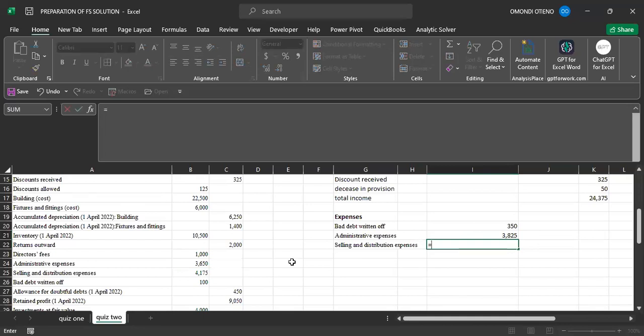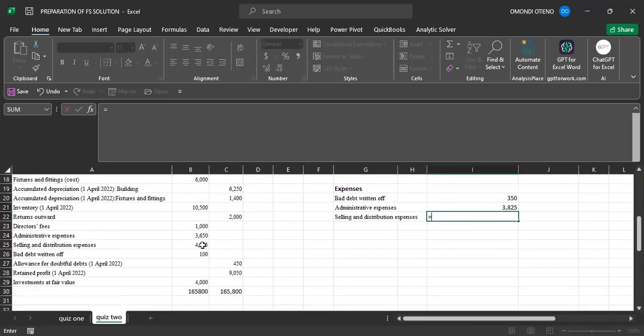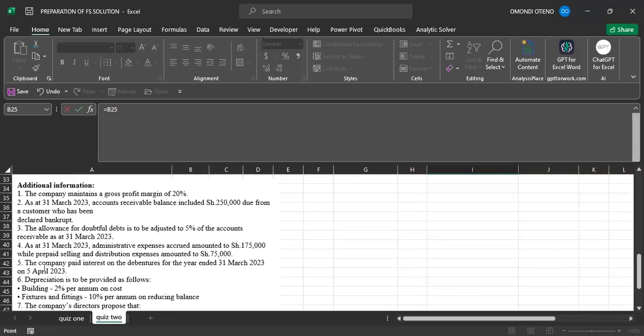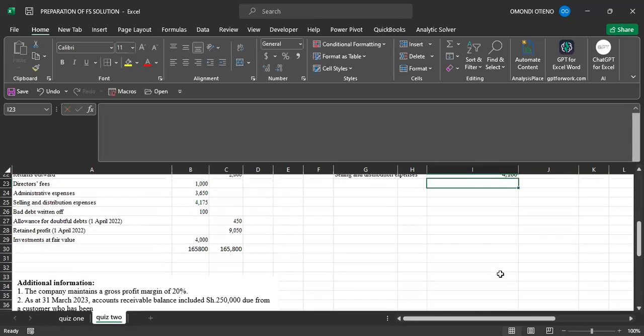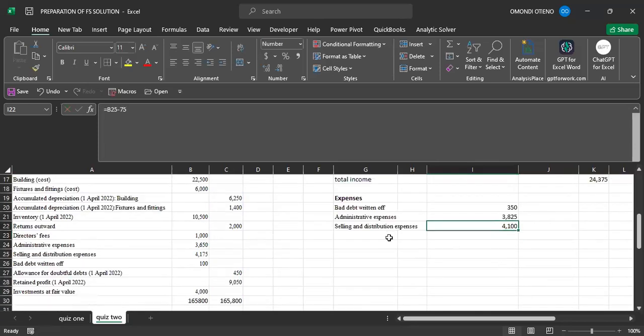How about selling and distribution expenses? We have this. What happened to the selling and distribution? We are told selling and distribution expenses were prepaid to the tune of 75. So what do we do with that? We need to deduct. Prepayments reduce our expenses, accruals increase our expenses. So that's what we are having.